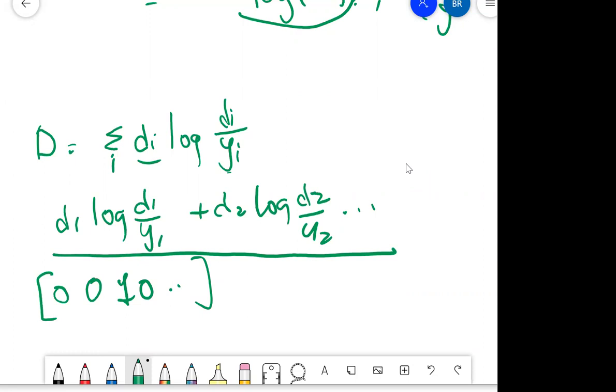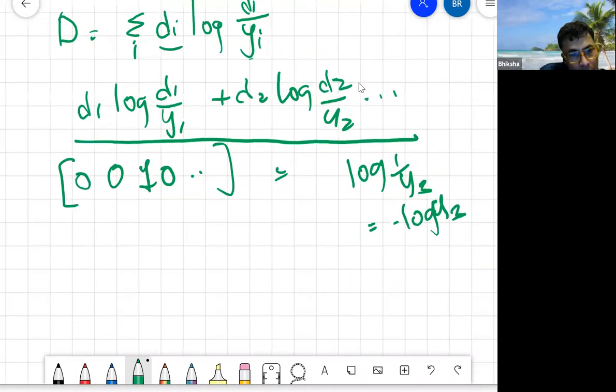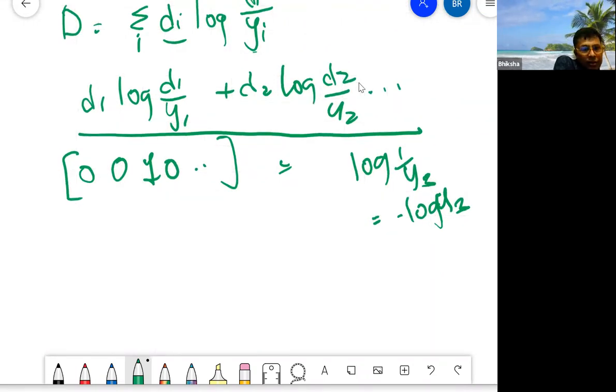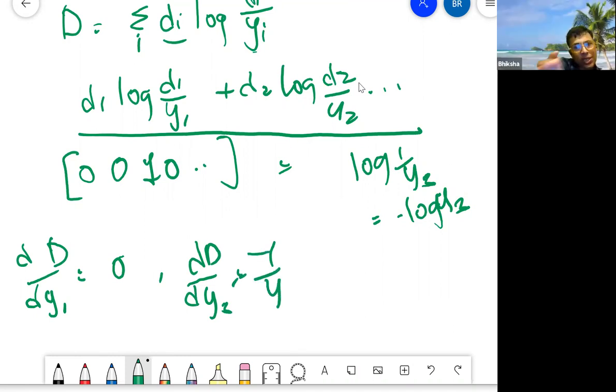What's log 1 going to be? It's going to be what? Log of 1 over y3. That's it, right? Which is minus log y3. And what is the derivative of this divergence with respect to, say, y1? What is it? 0. What about with respect to y3? Minus 1 by y3. So you can see how this works, right?